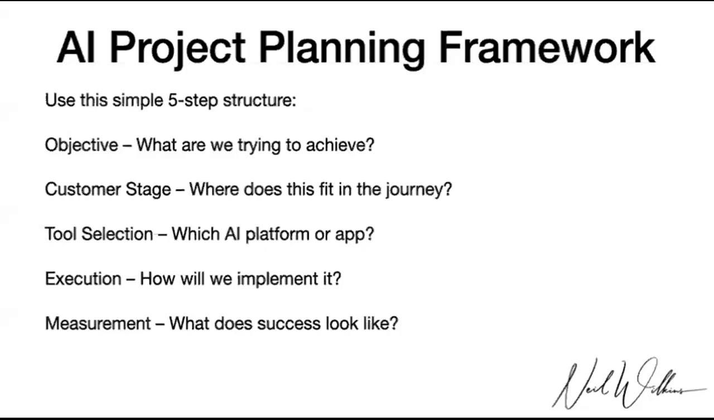And step 5 is measurement. What does success look like? Not necessarily at this stage what we are going to measure and how we are going to measure it, but just what do we mean by success? Is it that we're just going to achieve that objective at step 1, or does success take us into a different arena? Will we look or feel differently as a result of running this project? What does success look like?